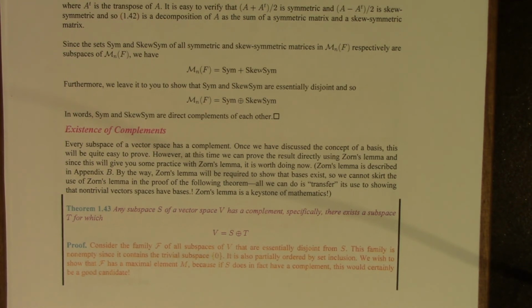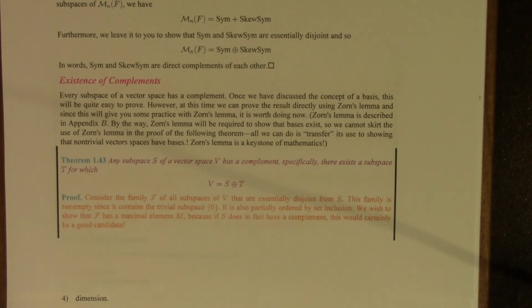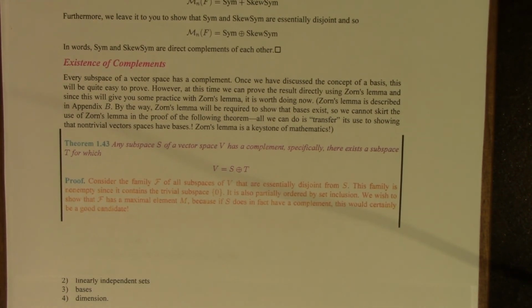Actually, the more common proof using bases doesn't really avoid the use of Zorn's Lemma, because the establishment of bases, the fact that every non-zero vector space has a basis, requires Zorn's Lemma. So we're just sort of transferring Zorn's Lemma, or its use, from this that we're about to do to the existence of bases. So one way or the other, all of this depends on Zorn's Lemma, so we might as well see how it applies directly.